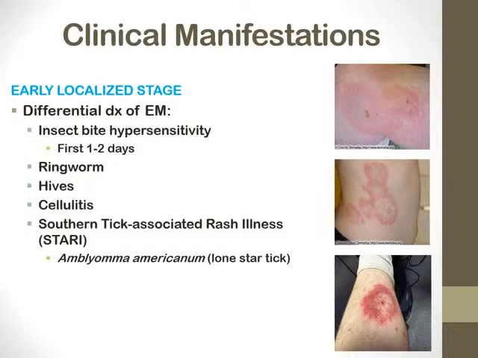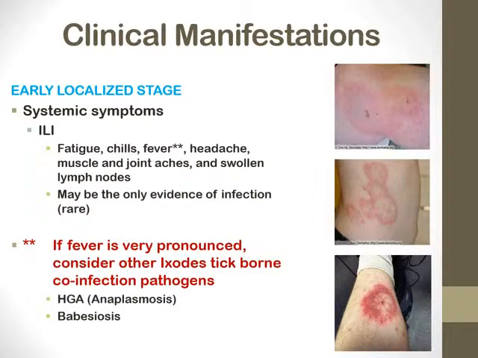STARI, the southern tick-associated rash illness, is a very good mimic of E. migrans rash, with some important differences from Lyme disease in that the transmission vector is not the Ixodes tick, but a different one, the Lone Star tick. And I think most importantly, there's no long-term sequelae to untreated STARI. Whereas if Lyme disease goes untreated at the level of E. migrans, you can expect potentially to have some late manifestations.